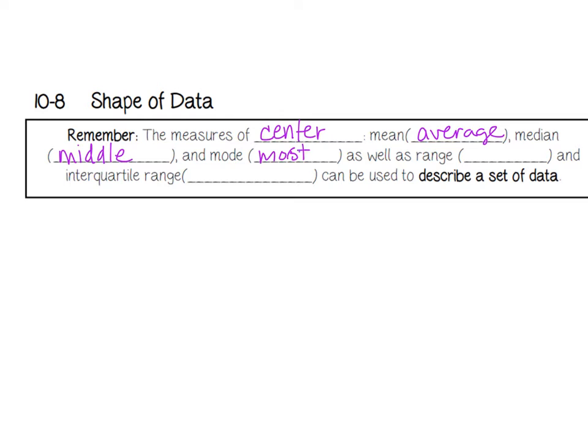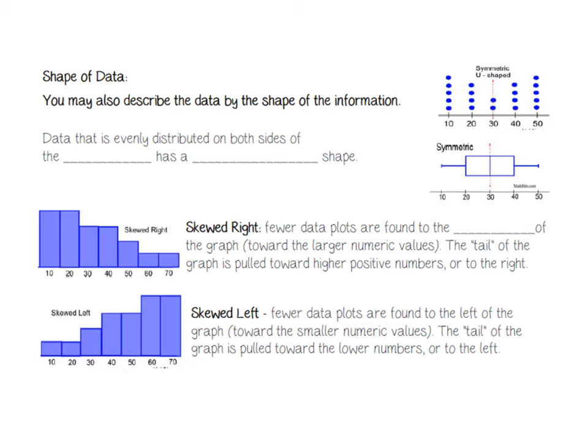We can also talk about the range, which is sometimes known as the spread, and the interquartile range, which is Q3 minus Q1, can be used to describe a set of data. So we can also describe data by the shape of the information. Data that is evenly distributed on both sides of the median has a symmetric shape. That means it is a mirror image.